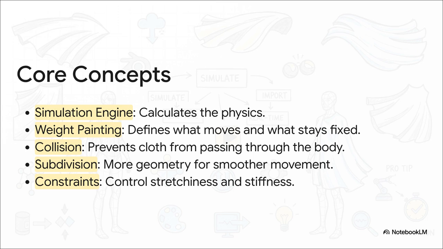First, you've got the simulation engine. That's the brain doing all the heavy physics lifting. Then there's weight painting. This is super important. It's how we tell the cloth which part should be stuck to the body like a belt and which part should be free to flow. Collision, well, that's obvious. It stops the cloth from going through the character. Subdivision adds more geometry on the fly for those nice smooth wrinkles. And finally, constraints and damping. That's how we control things like how stretchy or stiff the fabric is. Get all these right and you're in complete control.